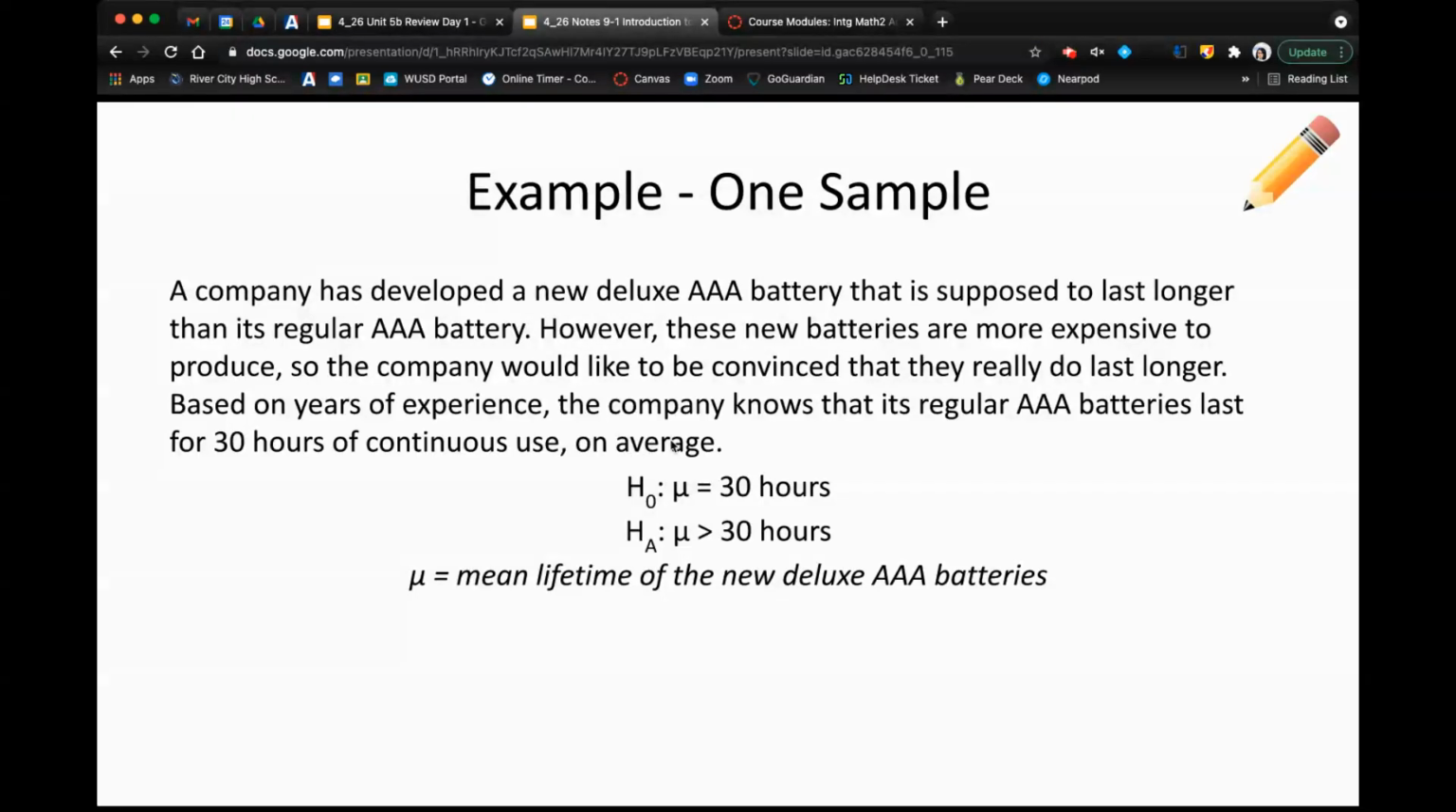And the mean that we are talking about is the average length that these batteries last, the lifetime of the new deluxe AAA batteries. So our null hypothesis, we use an equal sign, is mu equals 30 hours. So the mean lifetime of the new AAA batteries is equal to 30 hours. And our alternative is what we're trying to find evidence for. We're trying to find evidence that they last longer, meaning the mean lifetime of the new AAA deluxe batteries is greater than 30 hours. So this is a one sample mean problem. It's one sample because we're only looking at one type of battery.